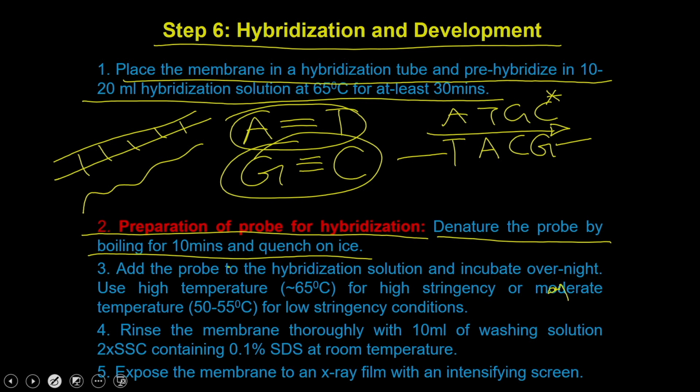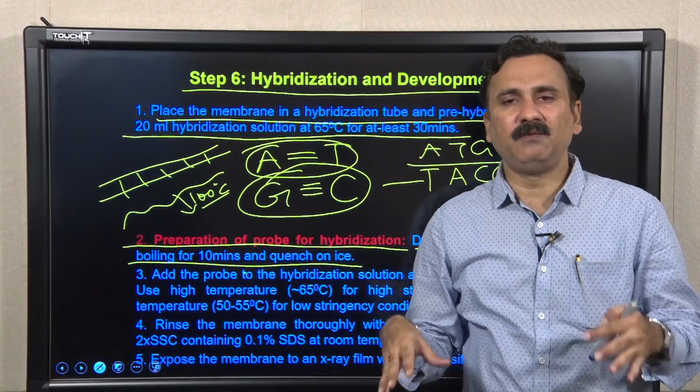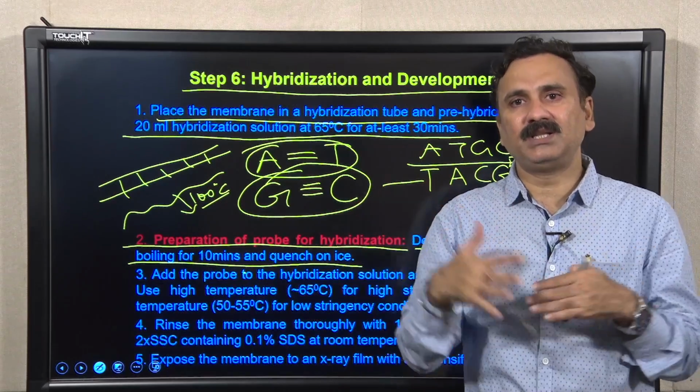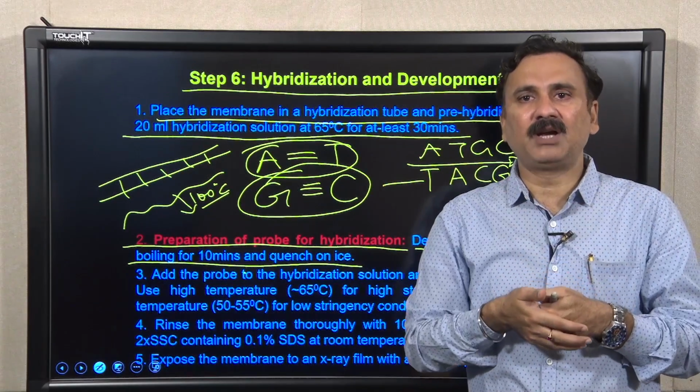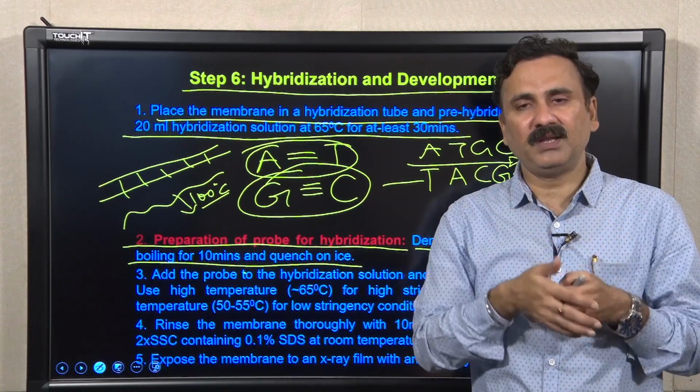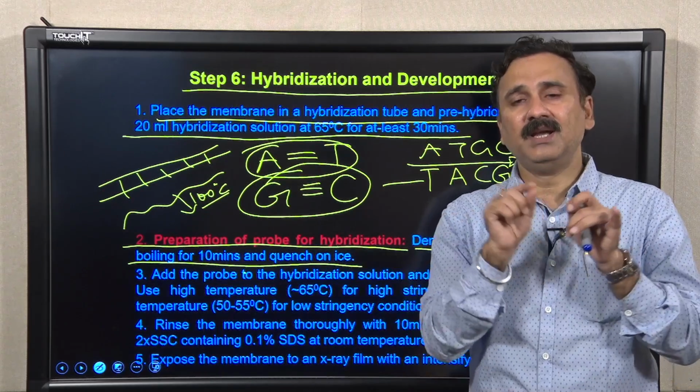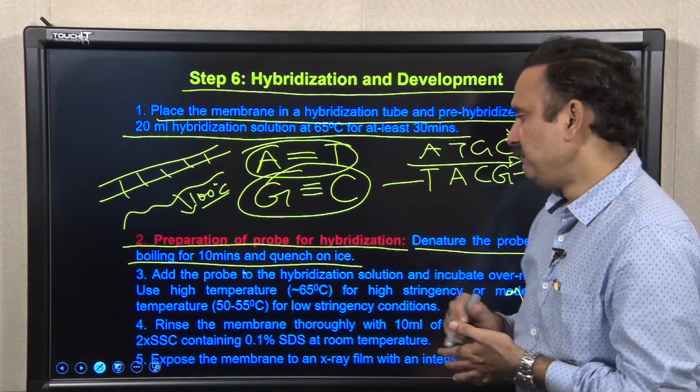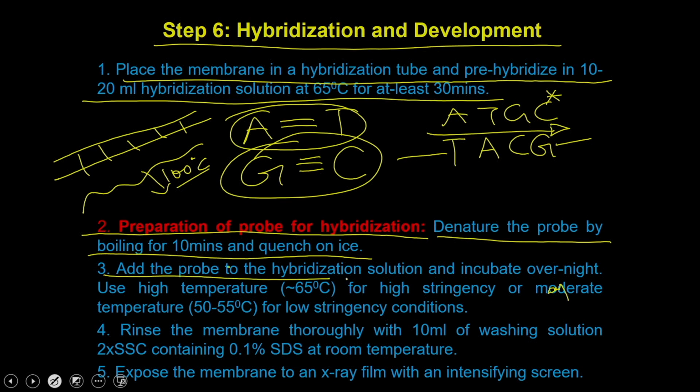So, for that you have to heat this at 100 degrees Celsius. When you heat it at 100 degrees Celsius, both the strands of the probe are going to be separated, and then if you abruptly cool down, they will not get a chance to align back to their complementary sequence, and that is how you are going to have the single stranded DNA at the end. Add the probe to the hybridization solution and incubate overnight.